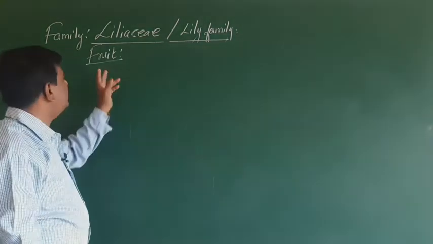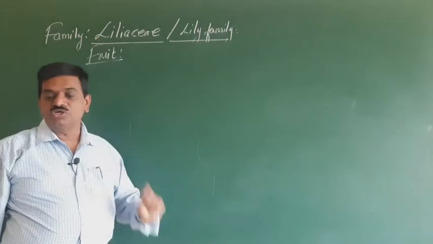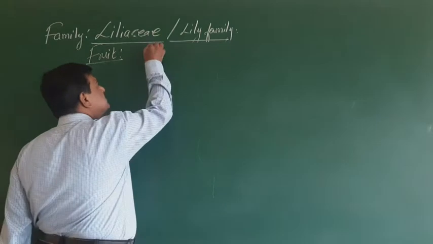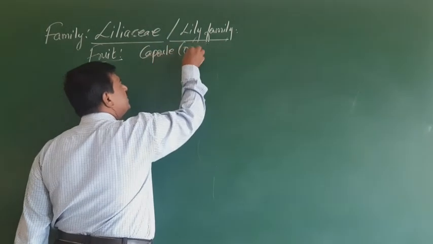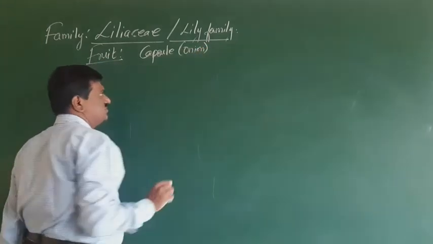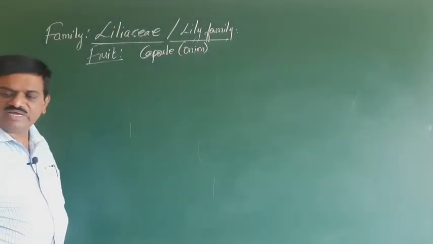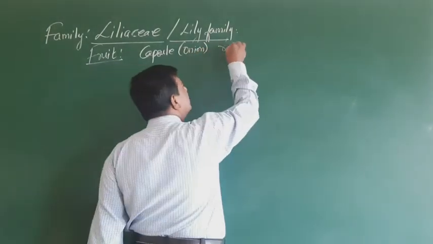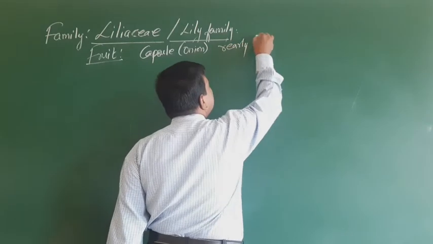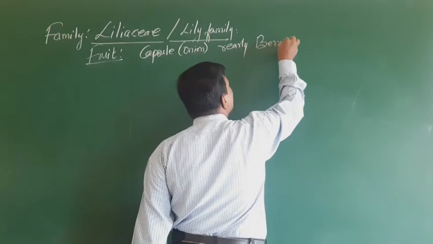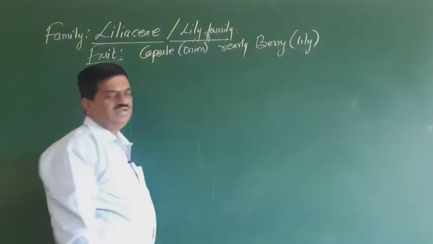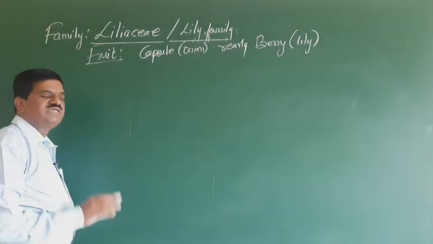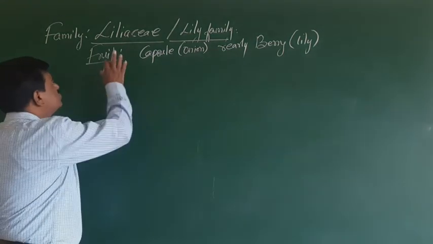So, we will start with fruit. So, here the fruit is called as capsule. So, you see capsule can be seen in onion. So, onion, the fruit is called as capsule or rarely berry. So, this can be seen in lily or lily plant, there is a presence of berry. So, this is about fruit.